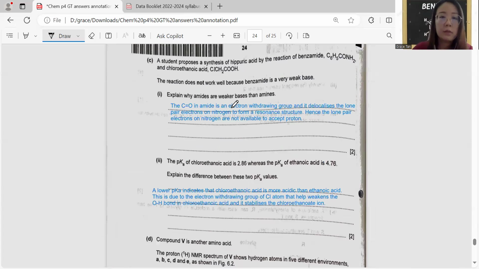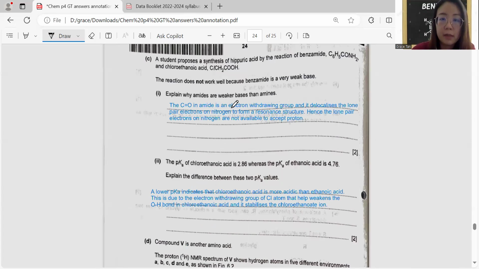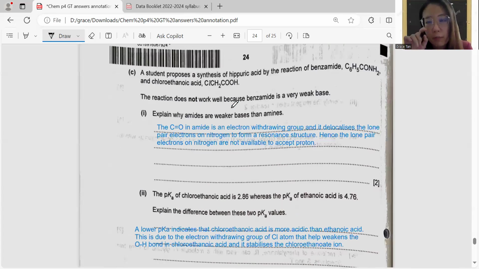A student proposed a synthesis of hippuric acid by the reaction of benzamide and chloroethanoic acid. The reaction does not work well because benzamide is a very weak base. Explain why amides are weaker bases than amines. This one came up a few times. So the C double bond O in the amide is an electron withdrawing group, and it will delocalize the lone pair of electrons on nitrogen to form a resonance structure, a delocalization structure. So hence the lone pair on nitrogen is not available to accept a proton.